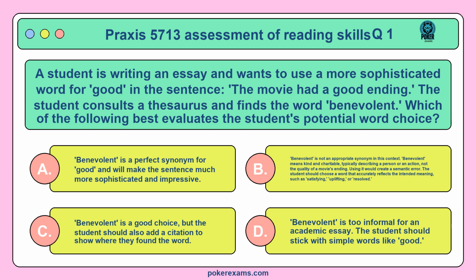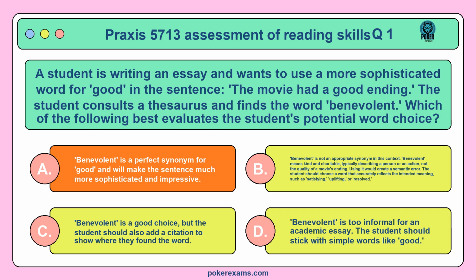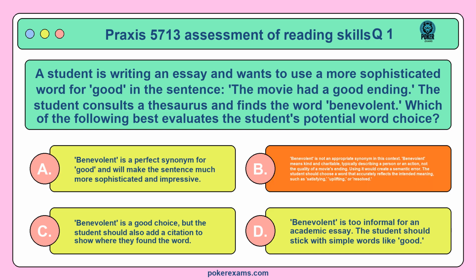Option A. Benevolent is a perfect synonym for good and will make the sentence much more sophisticated and impressive. B. Benevolent is not an appropriate synonym in this context. Benevolent means kind and charitable, typically describing a person or an action, not the quality of a movie's ending. Using it would create a semantic error. The student should choose a word that accurately reflects the intended meaning, such as satisfying, uplifting, or resolved.